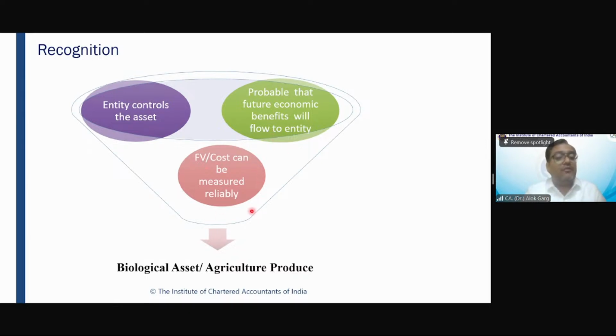Whether the fair value or cost can be measured reliably? Yes. The company has purchased the lion. Whether the company is controlling the lion? Yes, since the company has purchased, like you are purchasing dogs, right? Doberman, German Shepherd, right? So this entity is also controlling. This control comes from the purchase also. This company has a license to purchase the lion. Okay. So all these 3 conditions are satisfied.